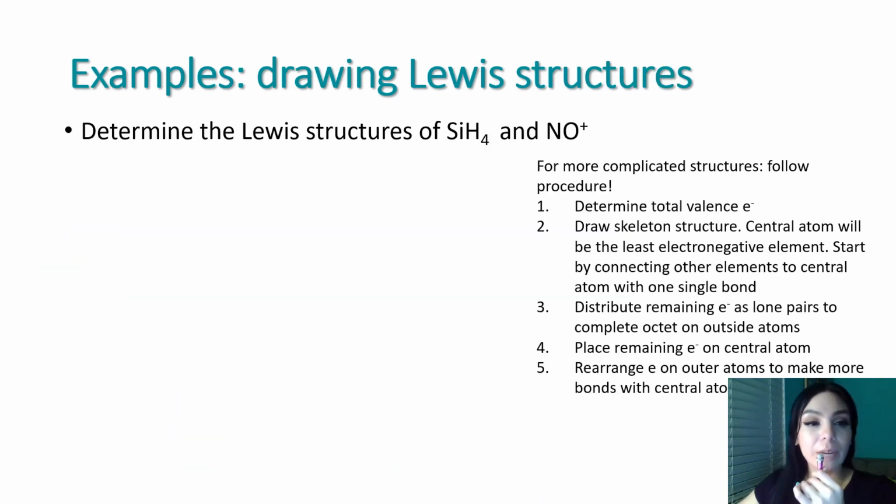So let's go ahead and practice. We have silicon bound to 4 hydrogens. So we're going to draw that one first, and then we have nitrogen and oxygen. So this would be nitrogen monoxide. This one has a common name called silane. I didn't want to say the actual name, but we're just looking at their Lewis structures for now.